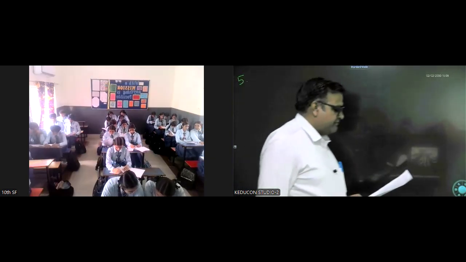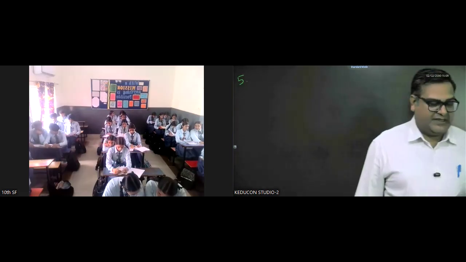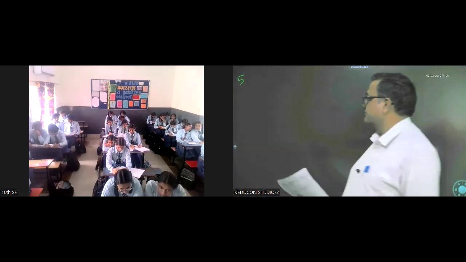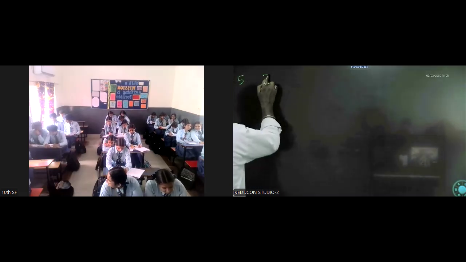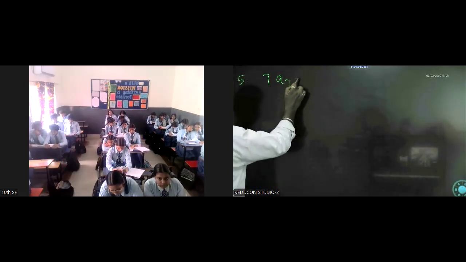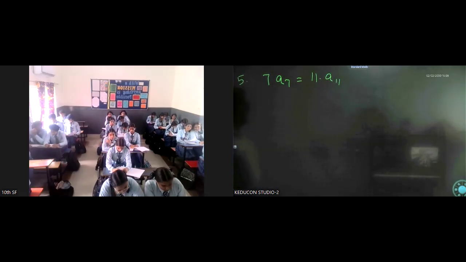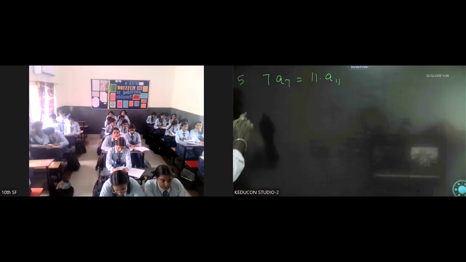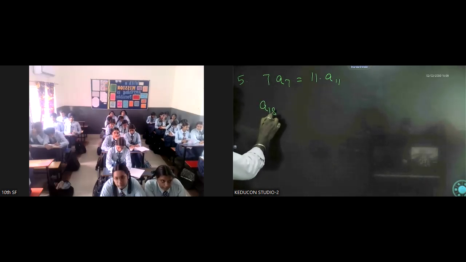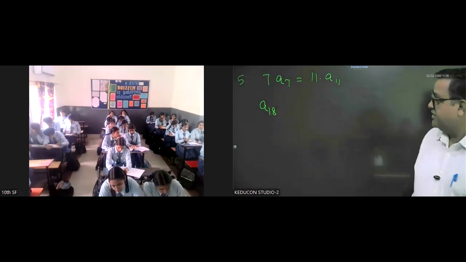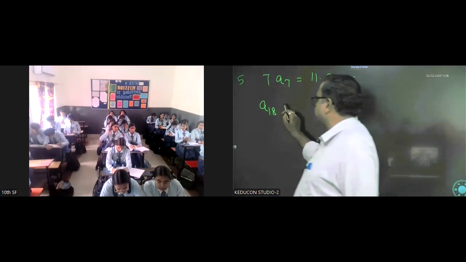If 7 times the 7th term of an AP is equal to 11 times the 11th term. 7 times the 7th term is equal to 11 times the 11th term. This is the relation given. What we have to find out? The 18th term. We have to find out the 18th term, students. How to do this? Use this relation. We have to find this.